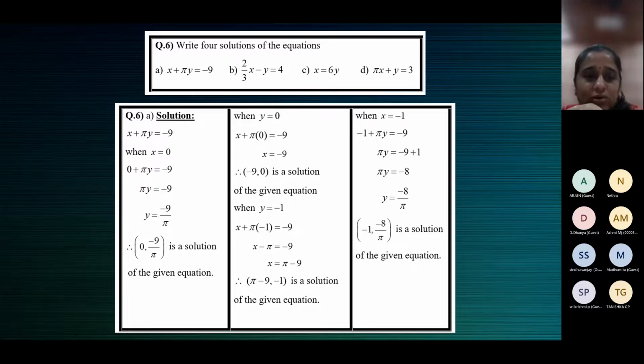What we're doing is, when x is 0, we're trying to solve and find the corresponding value of y. So when x is 0, y is minus 9 by pi. So the solution is x value first, 0, comma, the y value, minus 9 by pi. That's a solution. Take care of that. You should write the x value first and then the y value. See here, when y is 0, x is minus 9. X value first, minus 9, comma 0, x and then y. So here we get x is pi minus 9. So x value, pi minus 9, and then y value, minus 1, like that.